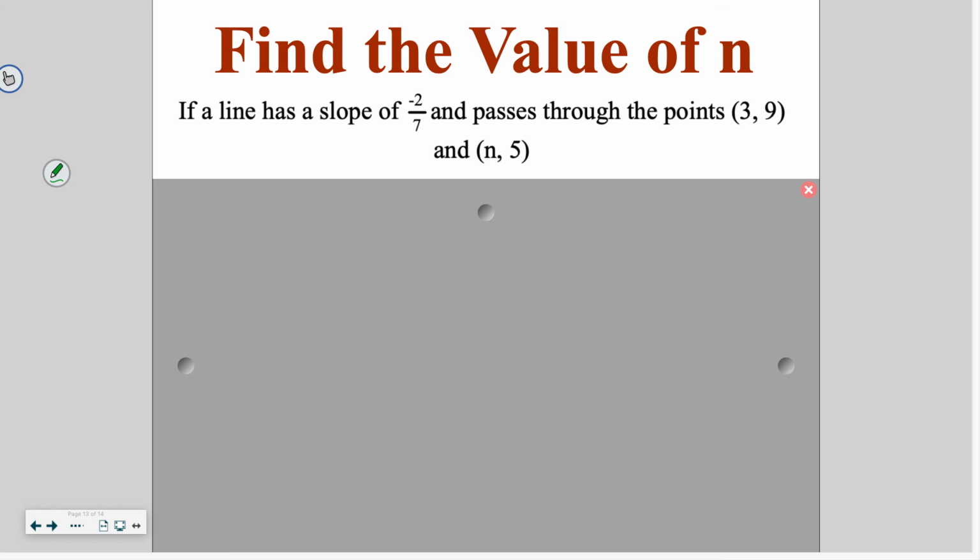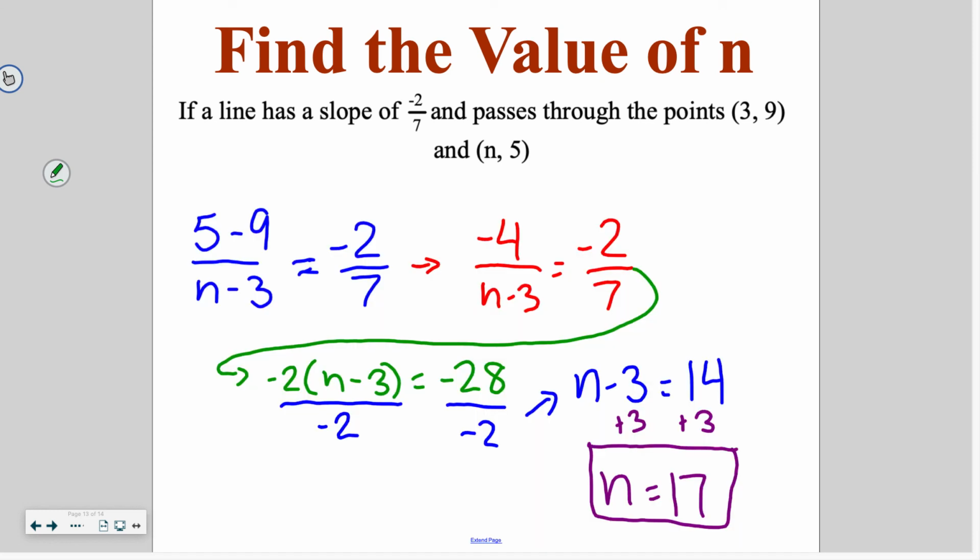Go ahead and try this one on your own. Again, set up our slope, simplify it, set up our cross multiplication, and we end up with an answer of 17. So that ordered pair would be 17, 5.